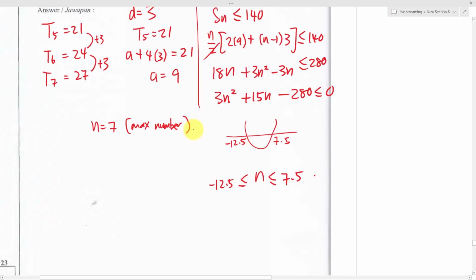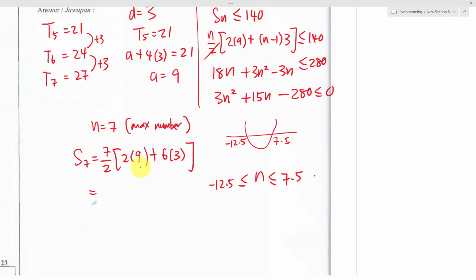So when n equals 7, I want to know how many students are involved. So I will do S7. So it's 7 over 2, 2a plus n minus 1 d. So I will just do this one again. Sorry, my a is 9, not 8. So 18 plus 18. Alright, and then times 7 over 2. So the total will be 126 students who will participate in the choir.